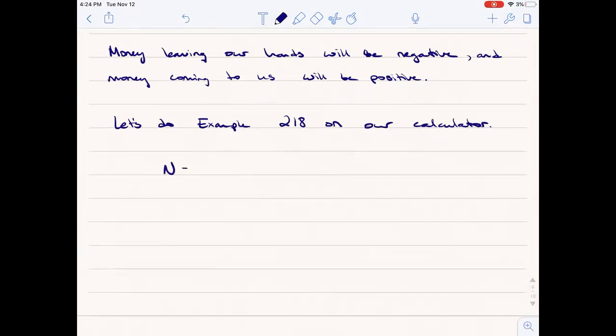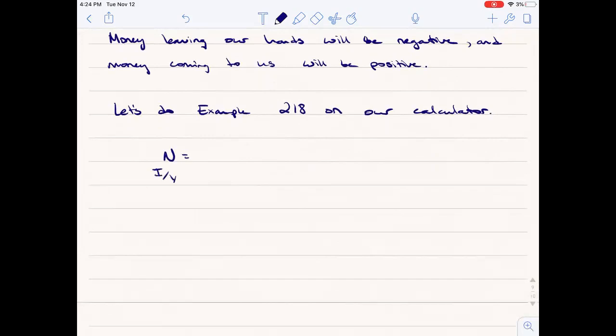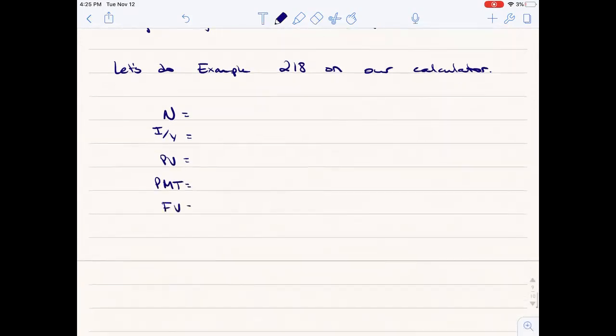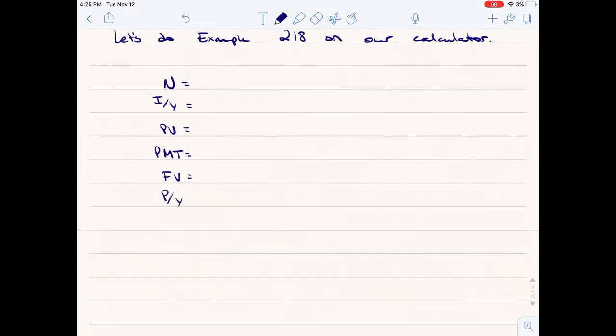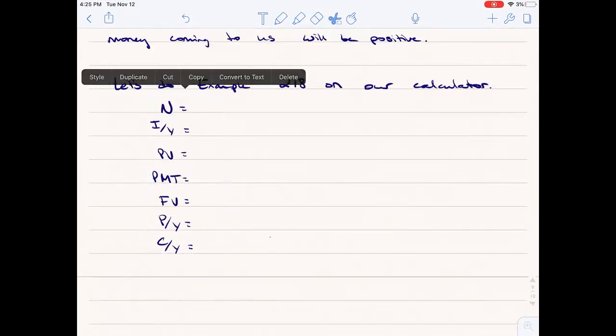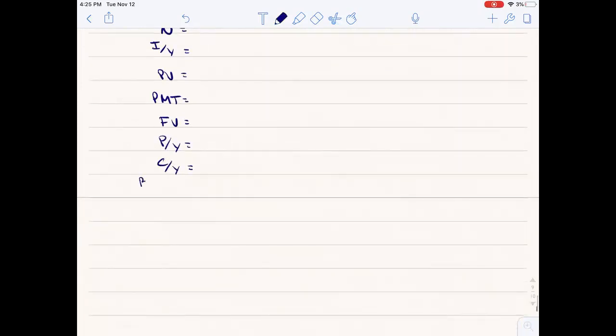So we've got our list: interest per year, present value. And so you don't have to really memorize them. You can just look at your calculator, right? Most of those are in line on your white buttons. So, interest per year, present value, PMT, future value, payments per year, compoundings per year. And then just because I've got a page break here, I'm going to scoot these up one to make room for beginning or end.